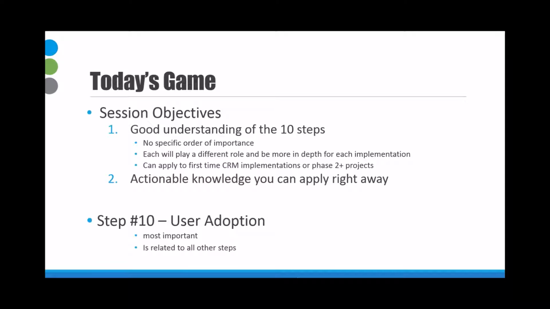And then our last step, which is step 10, is user adoption. We're going to end with that. And like I said, there's no order of importance. If there was, this would probably be the first one, because we do think that user adoption is the most important. As you will see throughout the presentation, all of the other 9 steps do certainly directly feed right into user adoption. So keep that in mind as you're working through your projects, that at the end of all of these steps, the users do need to adopt the system in order for it to be successful.